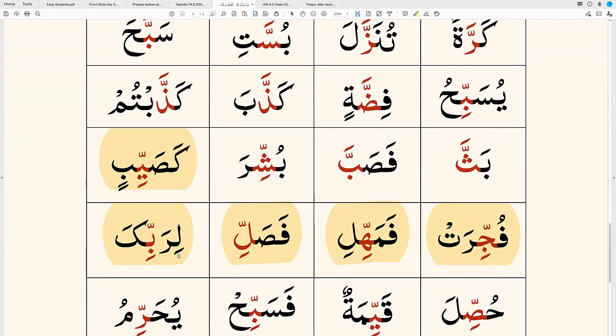Lirabbika. Well done. Okay. So Jazakumullah sweetheart, when you practice, make sure that you do make a tight join between the mushaddad letter and the vowel letter. Okay? Okay then. Jazakumullah.